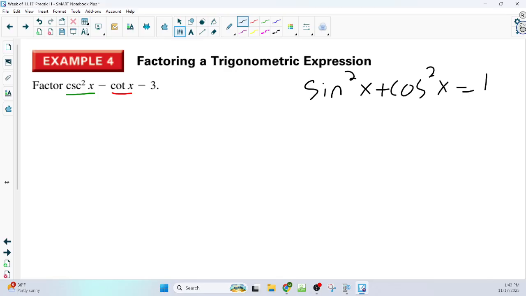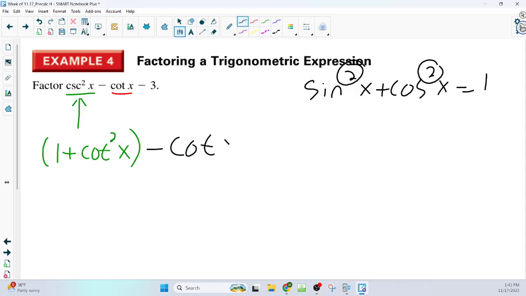If we love this identity, these are all squareds, right? So this is the guy that's got to go. The one that is squared is the easiest one to replace. It's just like the no-brainer, let's try it. It may sometimes lead to a dead end, but 90% of the time or more, it will lead to something really good. So cosecant squared of x is 1 plus cotangent squared of x, if I'm not mistaken. And then this minus cotangent of x and this minus 3 are still just chilling.